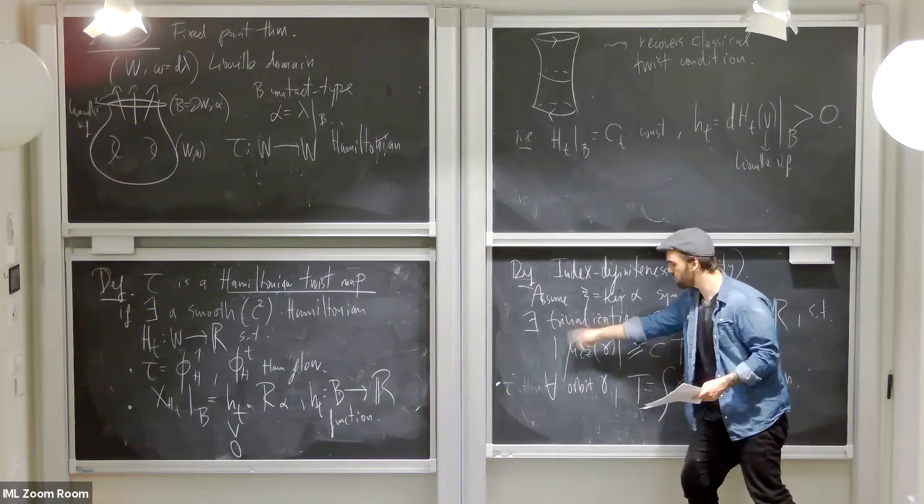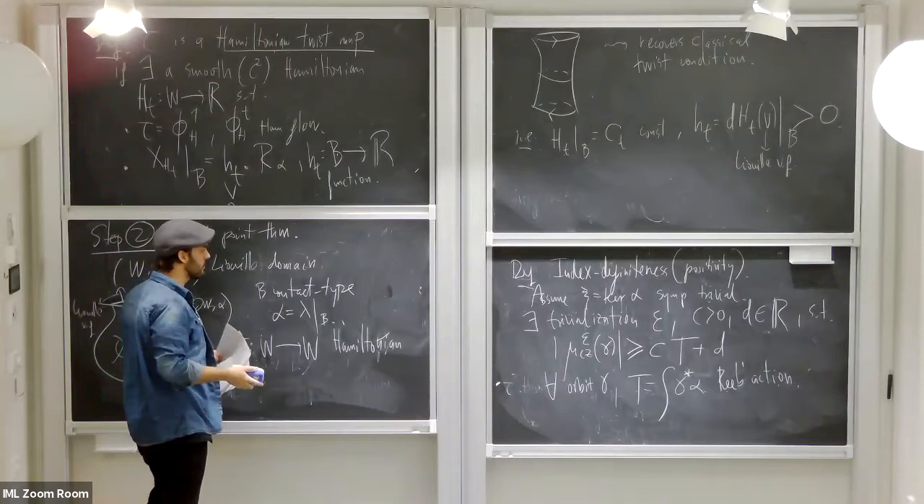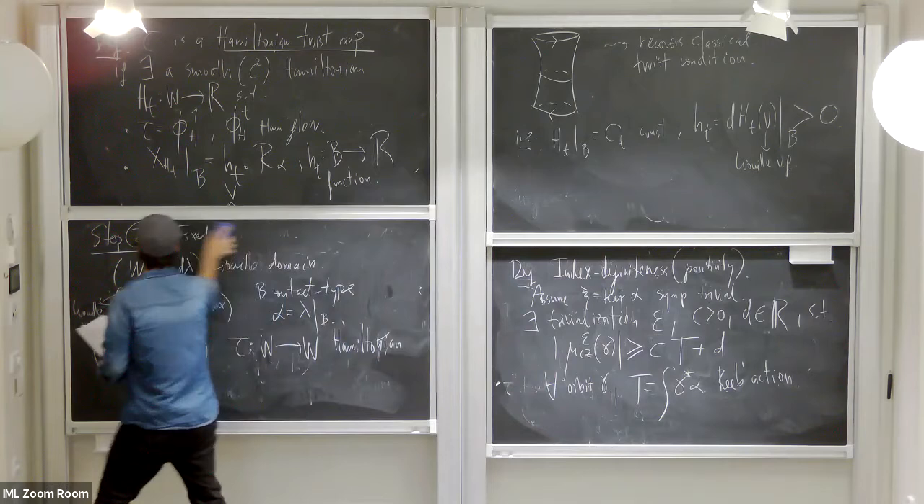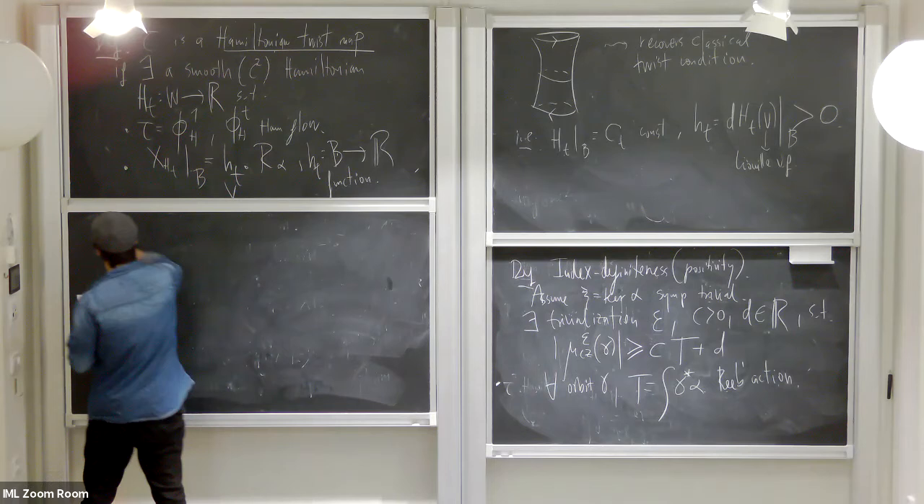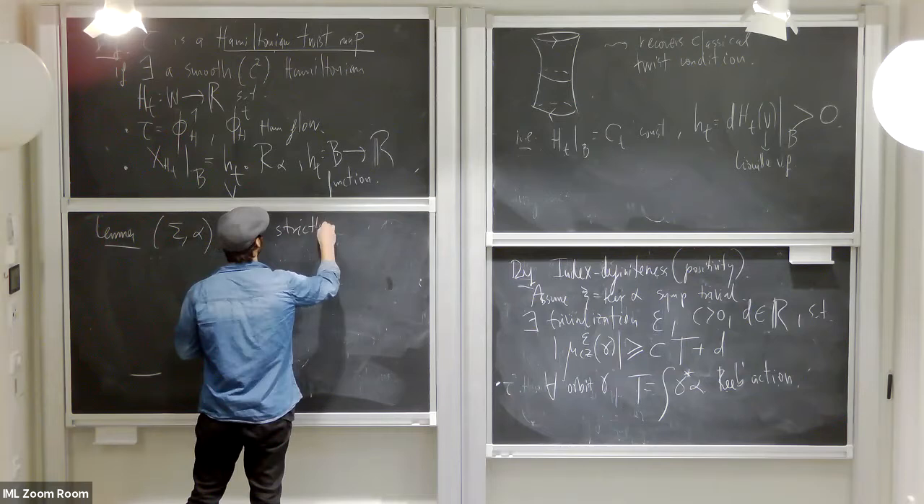Okay, so this is some sort of technical condition, but the whole point that I want to make is that you should think of this as some sort of index growth condition. If the action of the Reeb orbit is very large, then the Conley-Zehnder index will also be large. And while in principle this is quite a technical condition, it is implied by a more natural condition, namely convexity. The lemma is that if sigma alpha is a strictly convex hypersurface in R^4, then it is index positive.